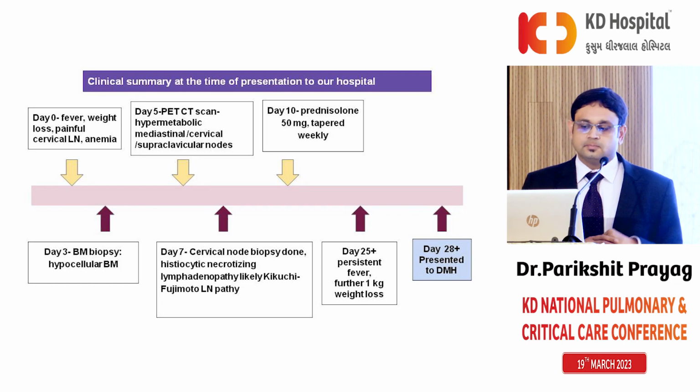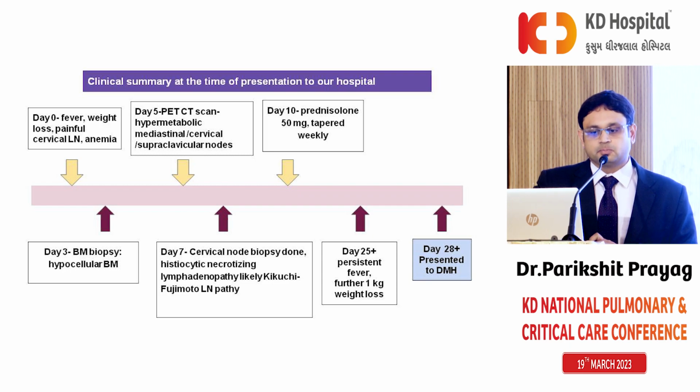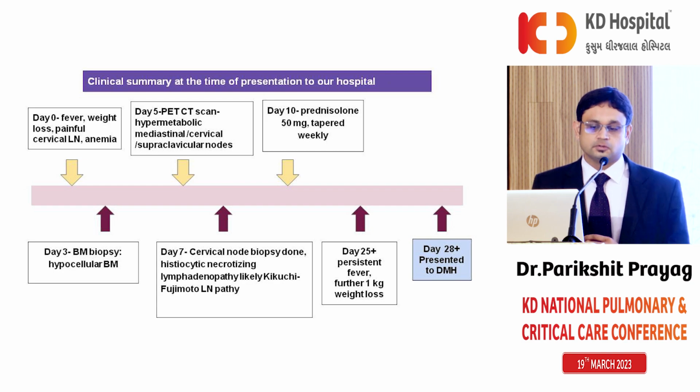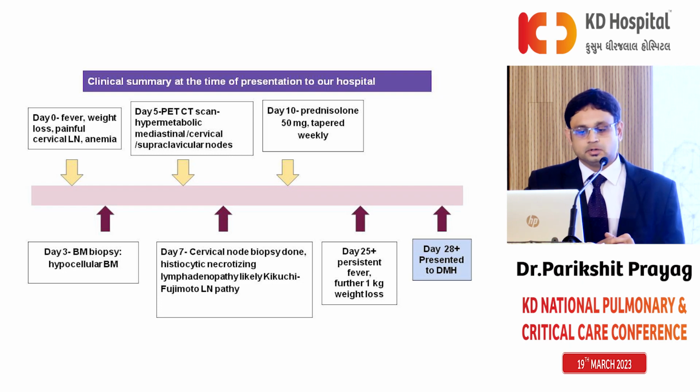So here is how he comes in. A lot has happened before he has actually presented to our hospital. So what happens is that he presents with fever, weight loss, and painful cervical lymphadenopathy. He's also found to have severe anemia. So his hemoglobin was around 4. He was transfused. His MCV was fairly normal. So they thought that this might be a severe anemia of chronic disease.